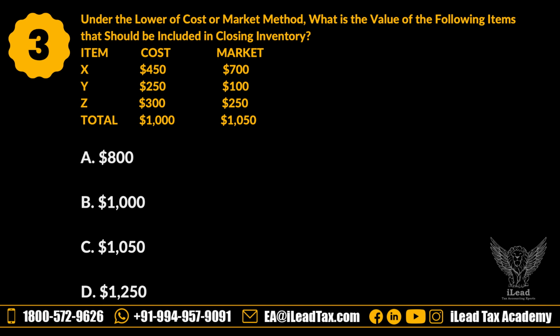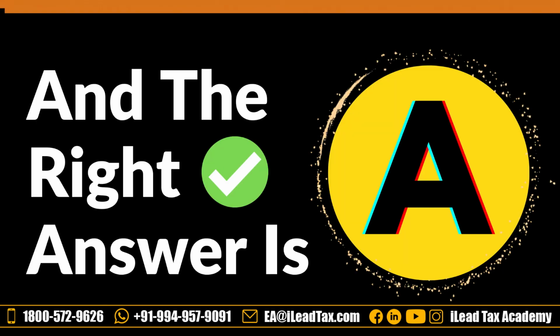Under the lower of cost or market method, what is the value of the following items that should be included in closing inventory? So they have given item, cost and market value. Let's see the options. Option A 800, option B 1000, option C 1050, option D 1250. Let's see what is the answer. The answer is A, 800. Let's see why it is A.